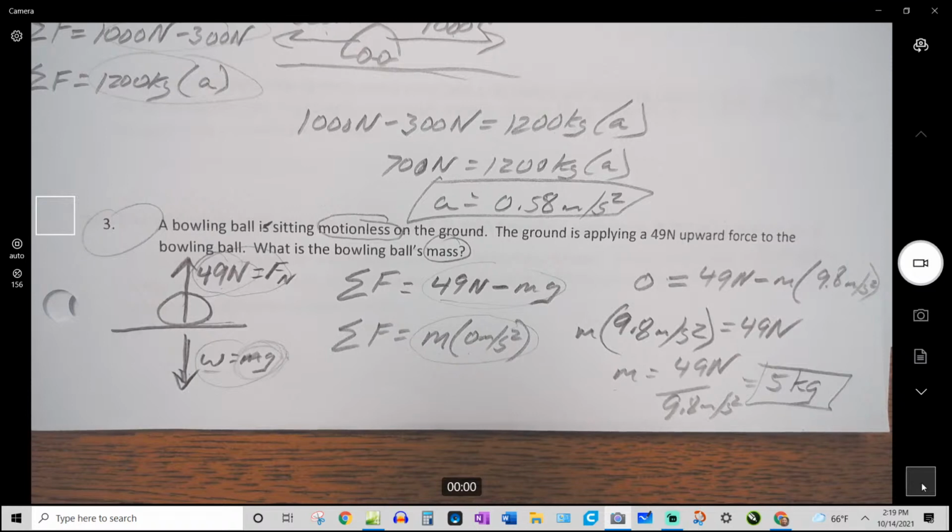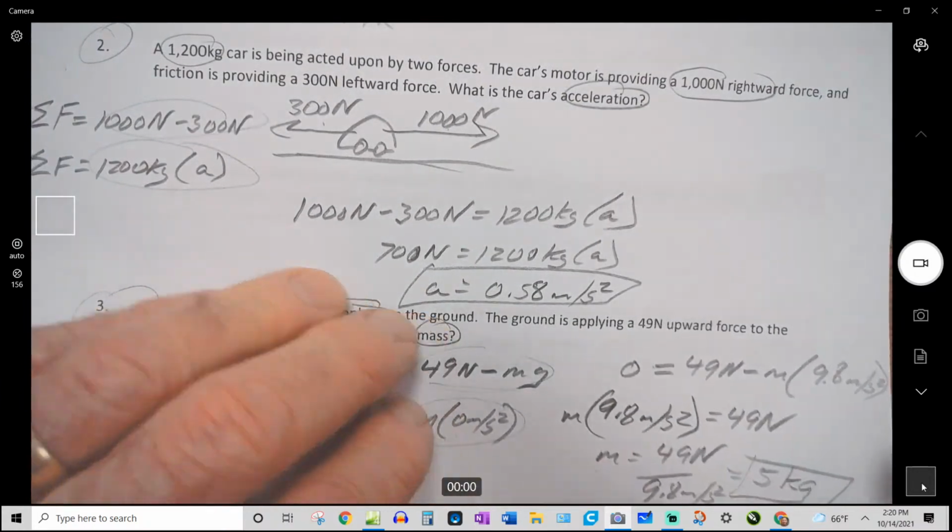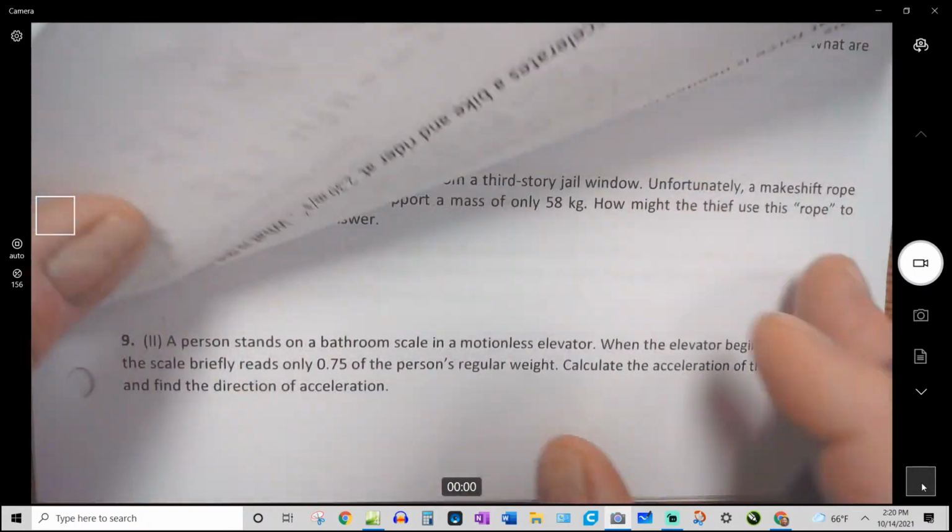But thank you. Yeah, you'll see 49 a lot. You'll see 39.6 a lot. You'll see 19.6 a lot. All these are just multiples of 9.8 that crop up again and again in these problems. 58, you'll see that one a lot.